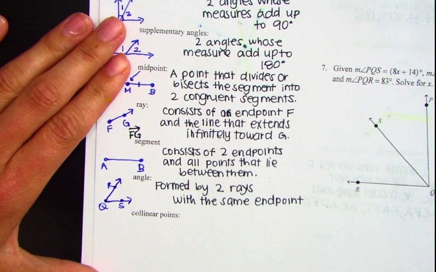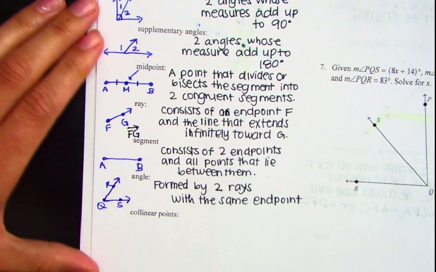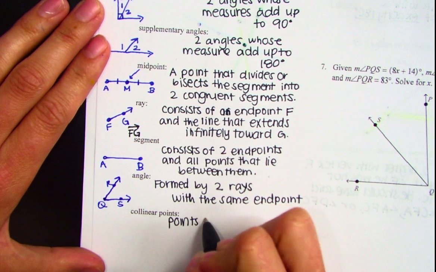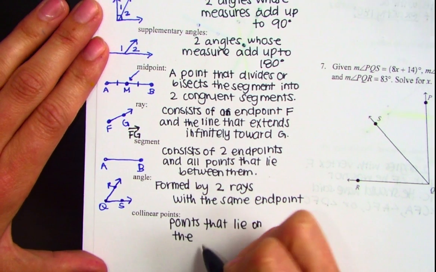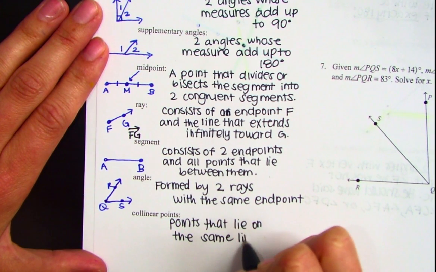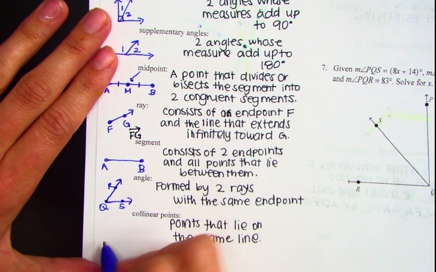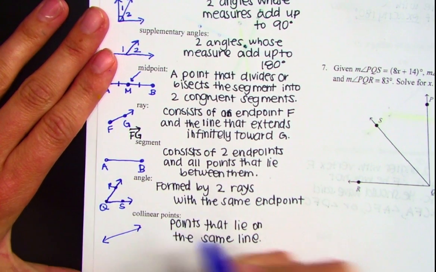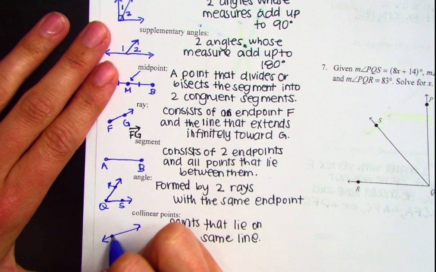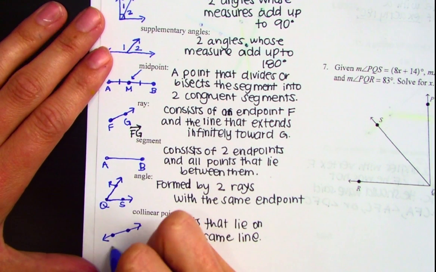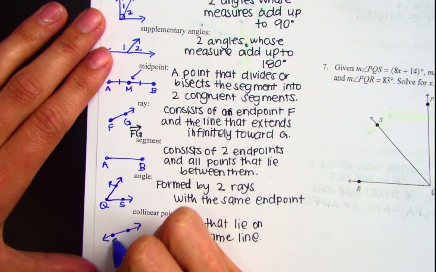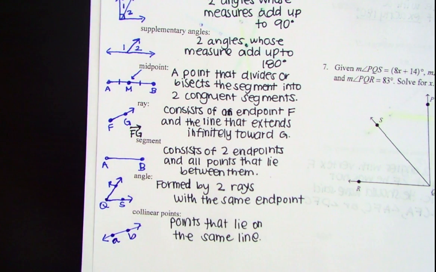All right, collinear is going to be points that lie on the same line. We talked about that a little bit before. Points that lie on the same line. So an example of that would be if we had a line and I'll just make two collinear points. So I will call that A and B. Okay. So those are 2 points on the same line. Those are collinear.